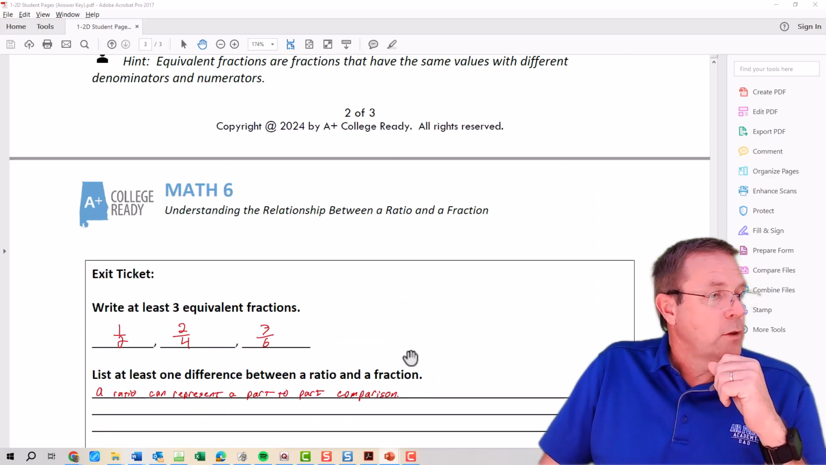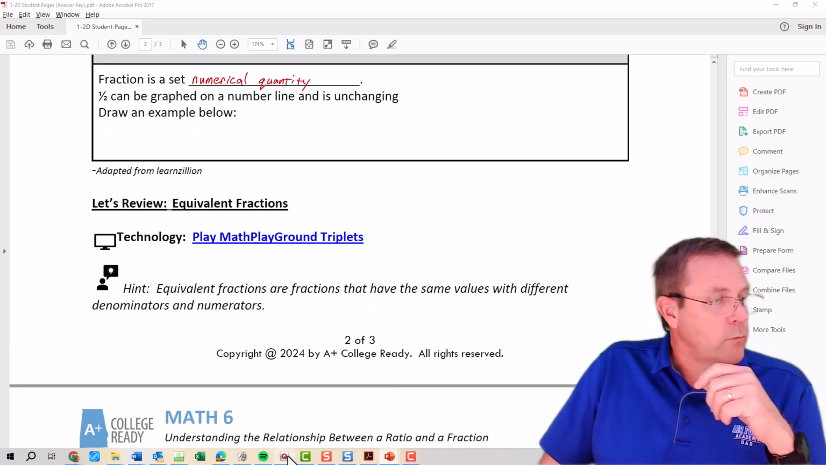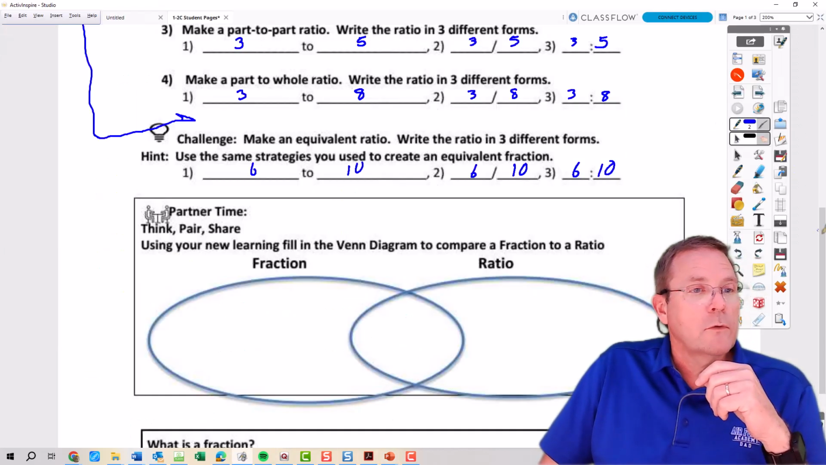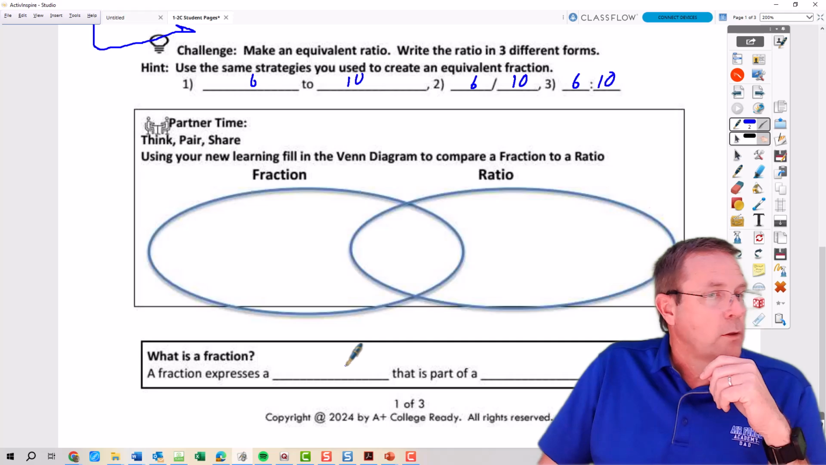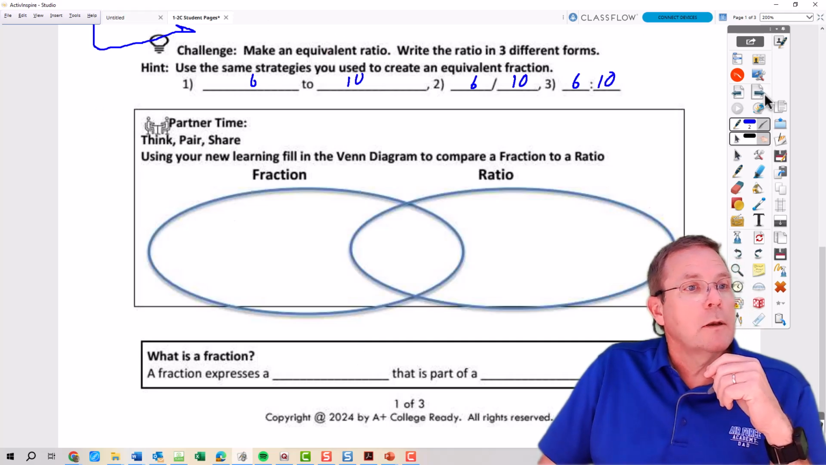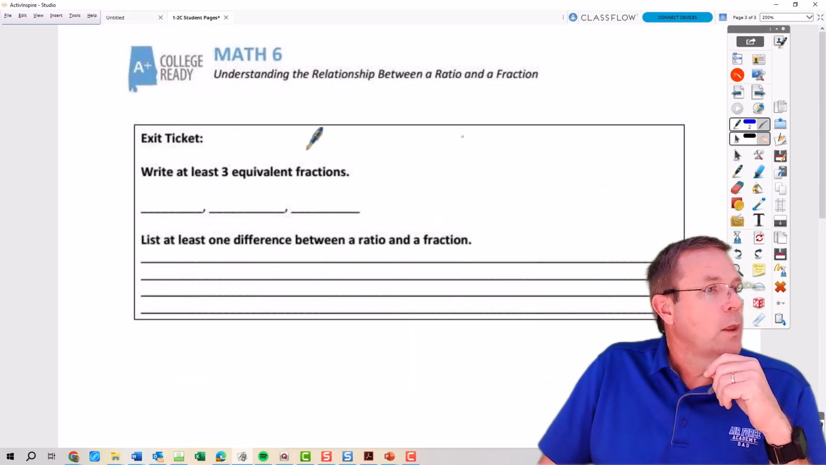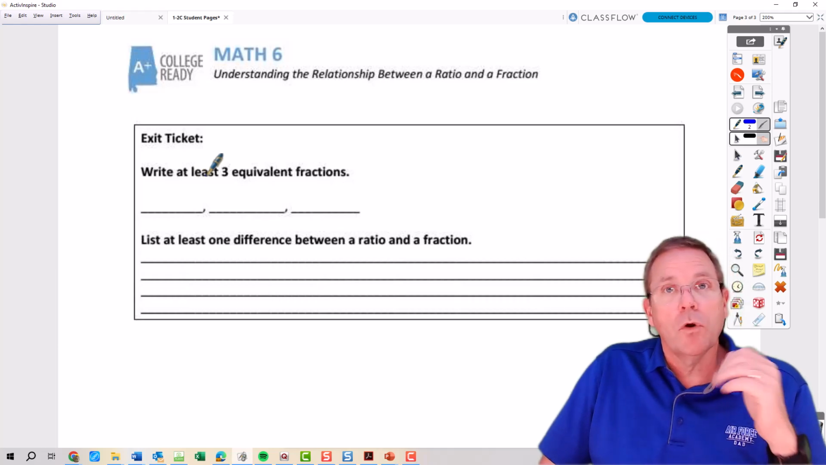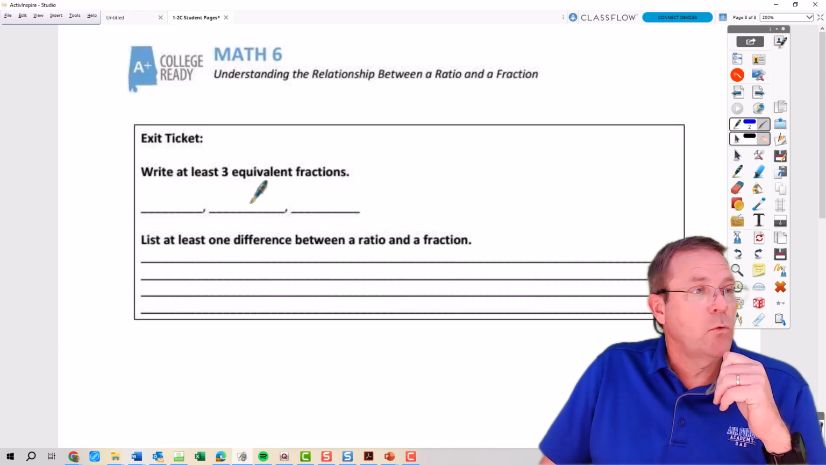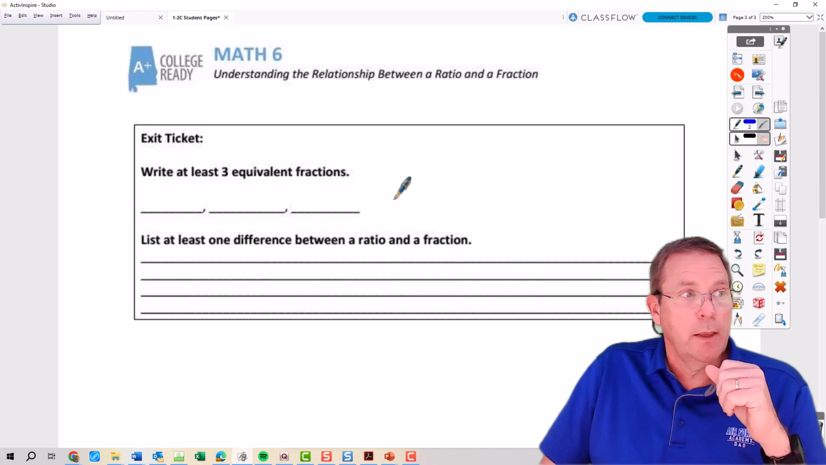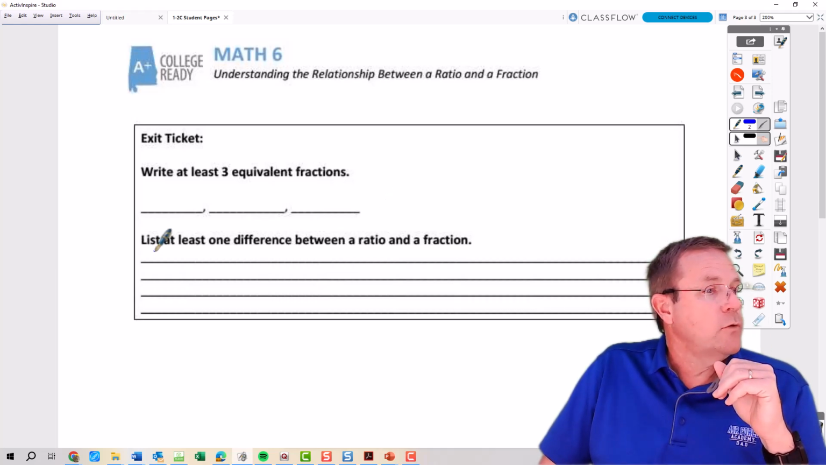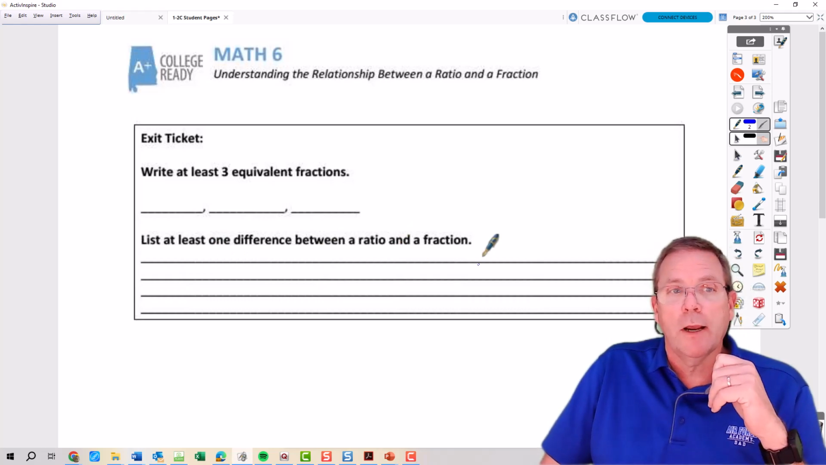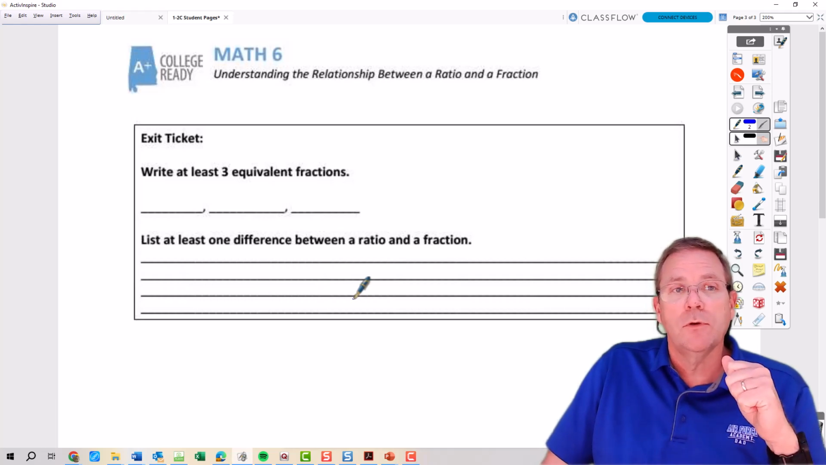Let me jump over to this one so we can see it where I've not filled it out. You're going to do your exit ticket where you're going to come up with 3 equivalent fractions. Okay, they're ratios but written in this fraction form, and then you're going to list at least one difference between a ratio and fraction. So you're writing this out in words. You need to go back and look at your notes, see what you can figure out.